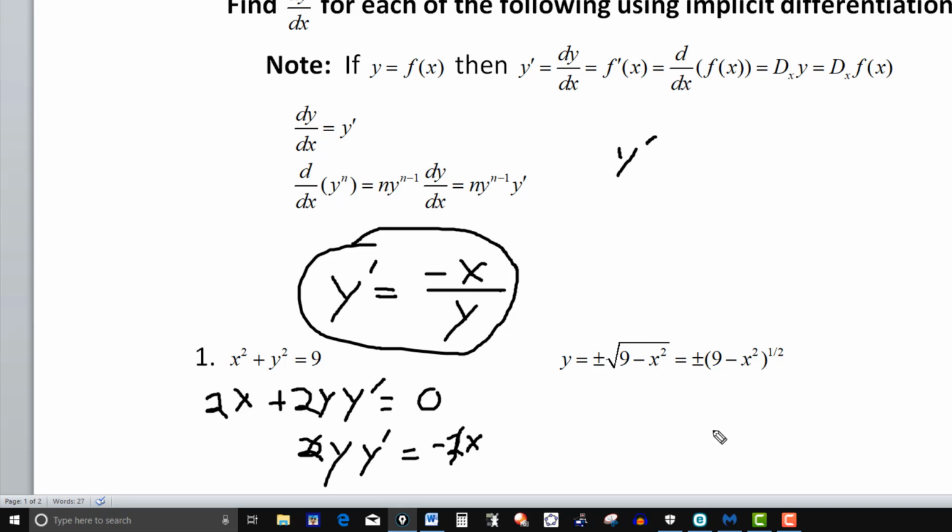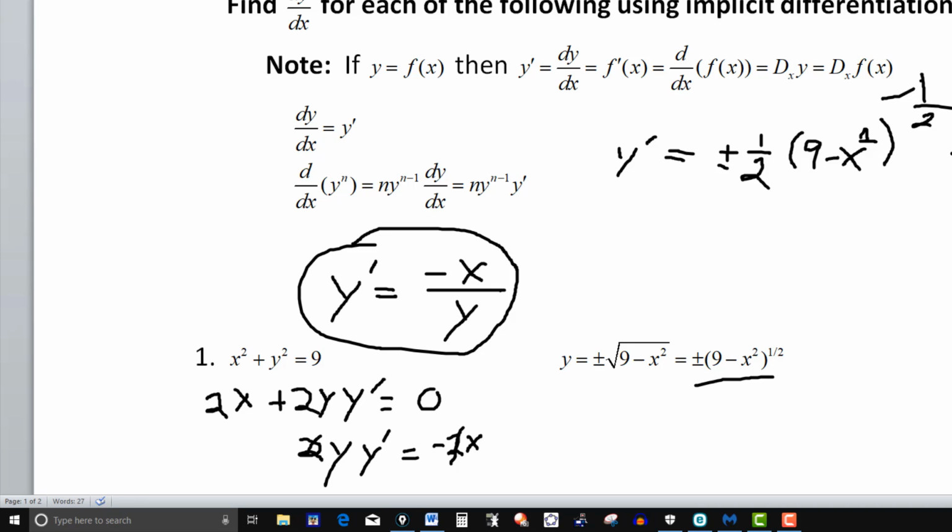Using the power rule again here, 1/2 multiplies the coefficient there, so that's going to be plus or minus 1/2 times 9 minus x squared. Then we subtract 1 from the 1/2, makes it a minus 1/2. And then times the derivative of what's inside. The derivative of 9 is 0, and the derivative of minus x squared is minus 2x.